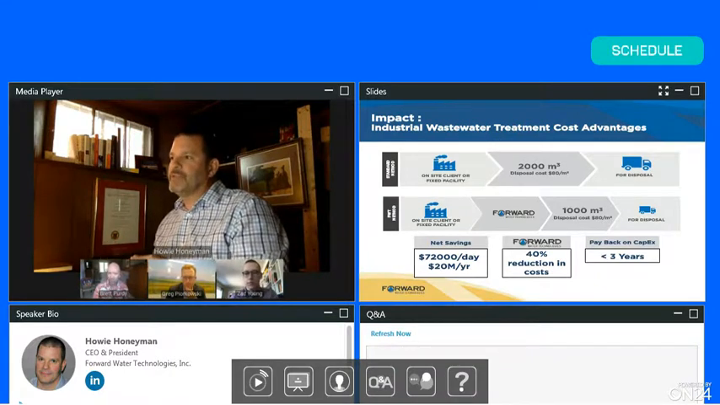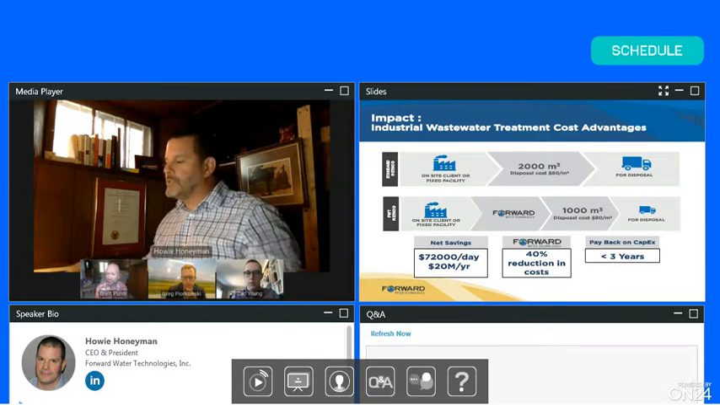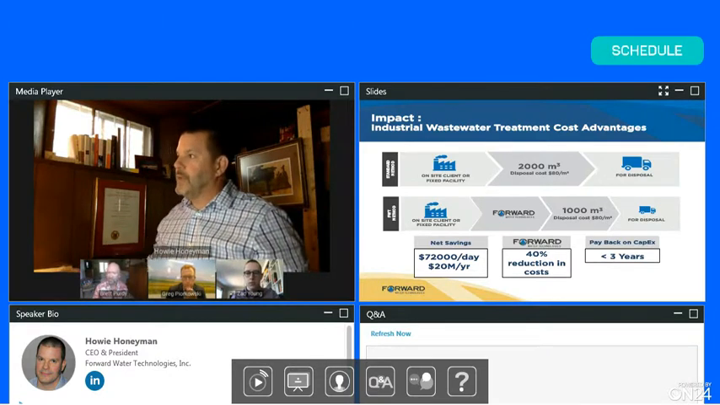And the net savings we're going to see is somewhere in the order of $70,000 a day or $20 million a year for a large on-site facility. And we also see capital payback within a 3-year window, which is also an industry metric. So that's how we're going to roll the business out in terms of its value model.